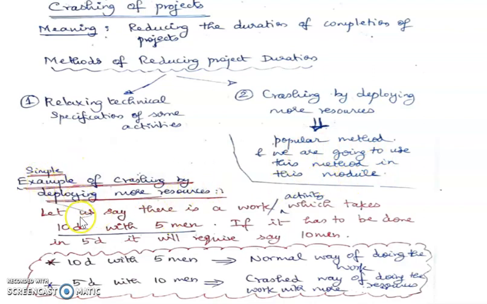Now, we'll take a small example here. Let us say there is an activity to be done which would take 10 days with 5 men. If the same work has to be done in 5 days, it will obviously take more men, let us say 10 men. So this is what crashing by deploying more resources means. 10 days with 5 men is the normal way of doing the work, and 5 days with 10 men is the crashed way of doing the work with more resources.